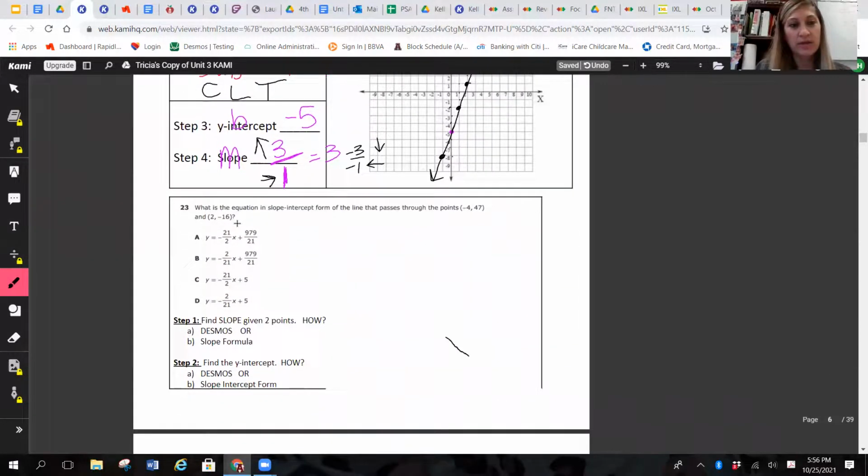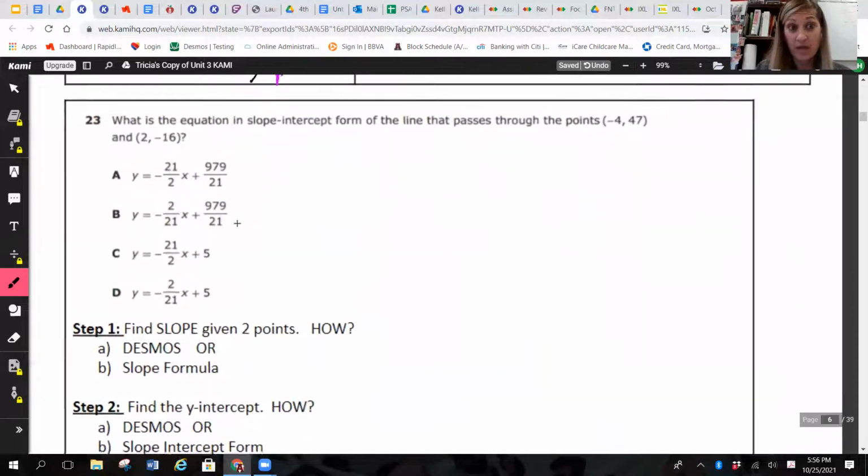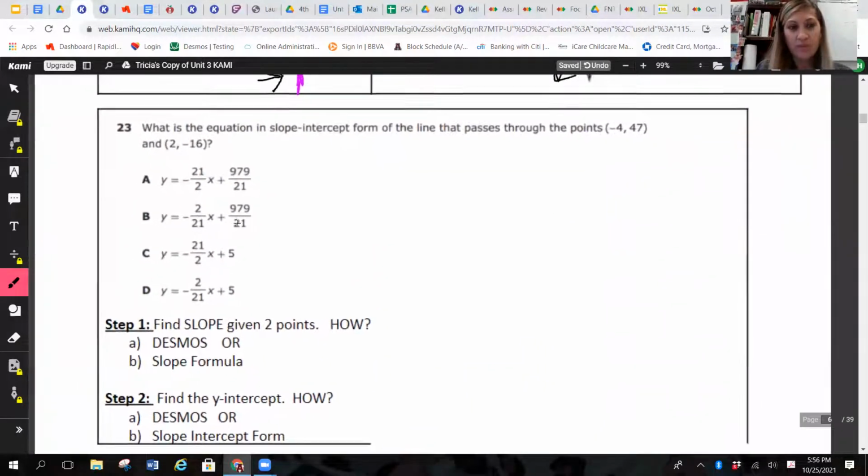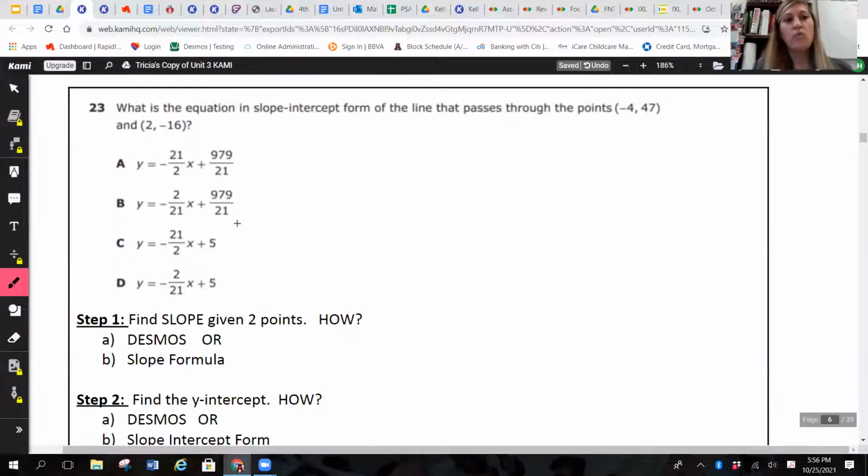Okay, the last one is pretty hefty. What is the equation in slope-intercept form of the line that passes through the points (-4, 47) and (2, -16)? So we need to do step 1 first because it's step 1. Find the slope given 2 points. Okay, find the slope. Let's go.